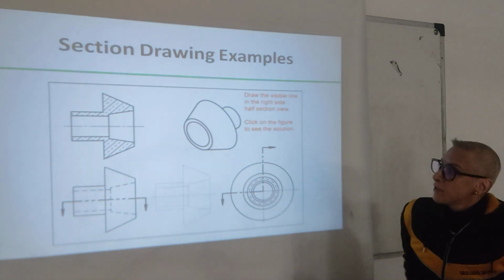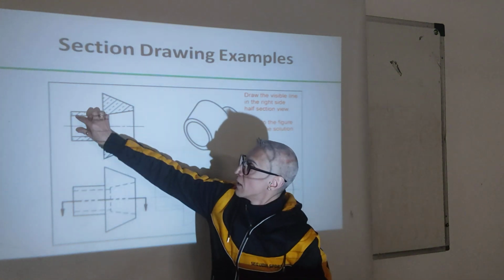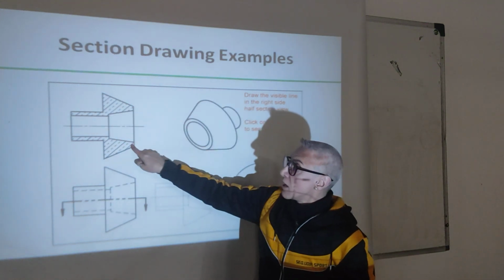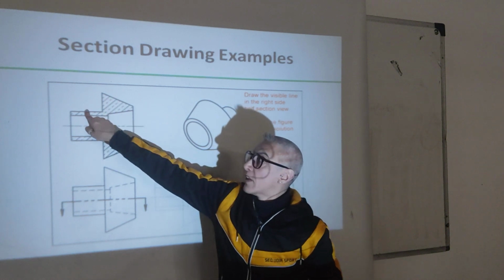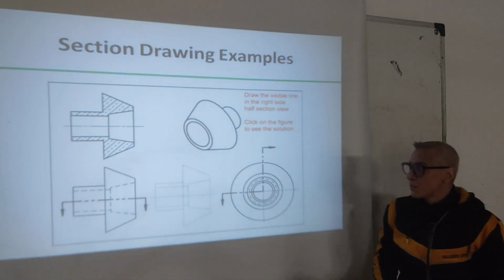Where is the solid material and where is the hole? Okay, so where is the opening? They will stay as they are. The solid material will be dashed. Okay? So, it becomes much more clear.